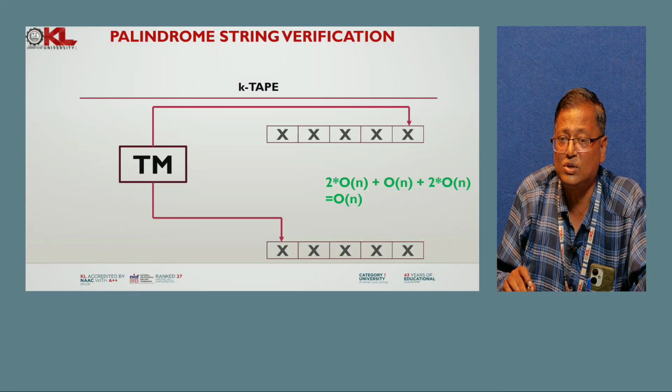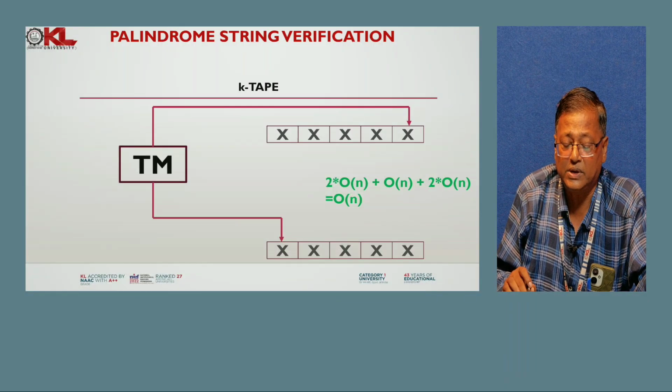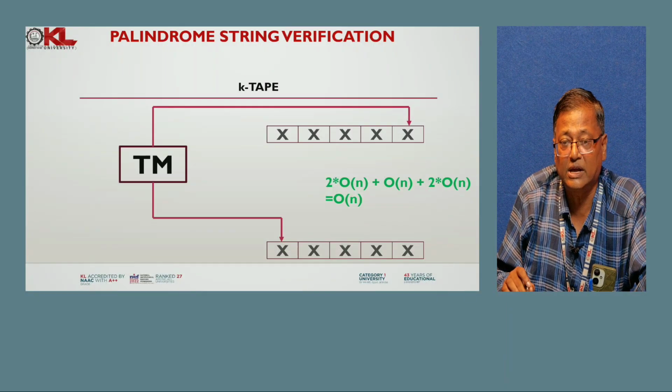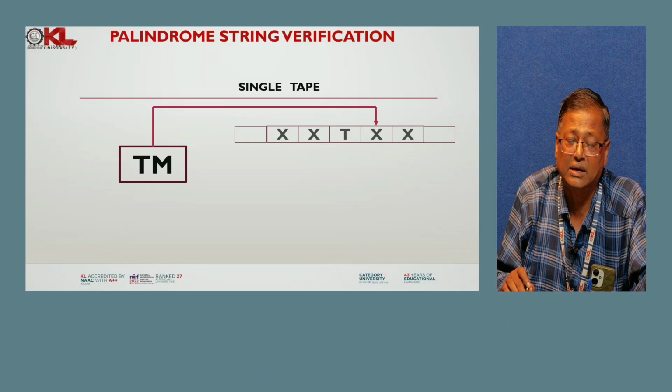If it is done in a single tape Turing machine, then it is order of n square, because every time you go to the right and make a cross, then go left again, make a cross, and so on. So it is order of n square.